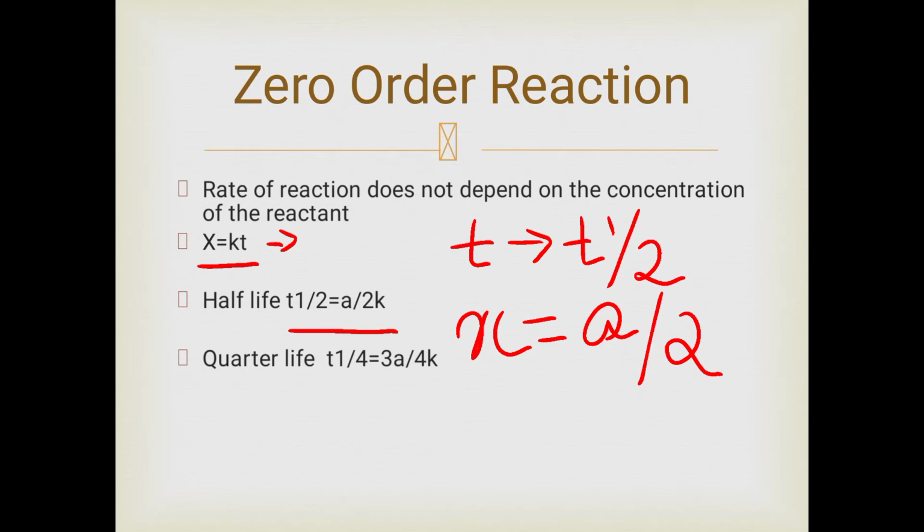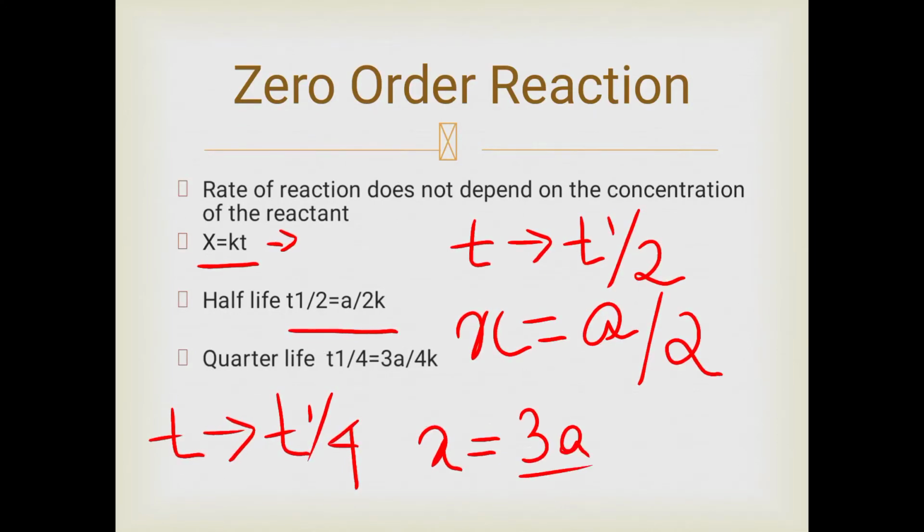Next, we have quarter life, in which t 1 by 4 is 3a upon 4k. How do you obtain t quarter? You replace t by t 1 by 4 and x by 3a by 4. That is how you obtain quarter life.